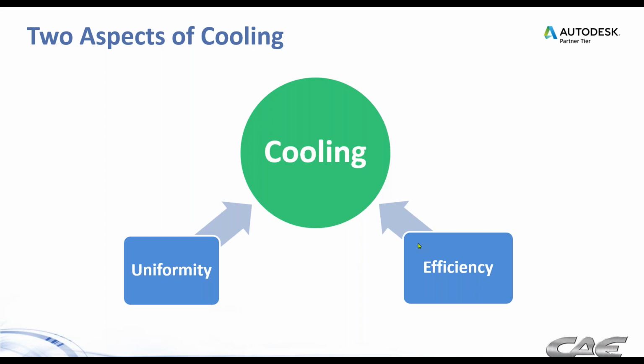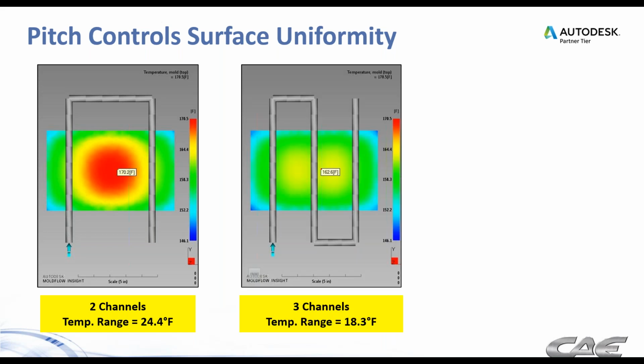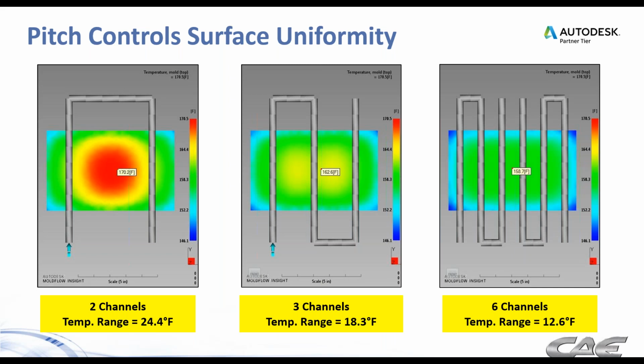And we're going to focus on the two main aspects of cooling analysis, one being uniformity, the other being efficiency. So let's start with the uniformity part of it. The pitch of our cooling channels is what's going to control the surface temperature uniformity. Here's a couple of different designs. We just have a basic flat plate to help us illustrate this. Imagine, and we see this oftentimes in many tool designs, where the cooling design is very basic.